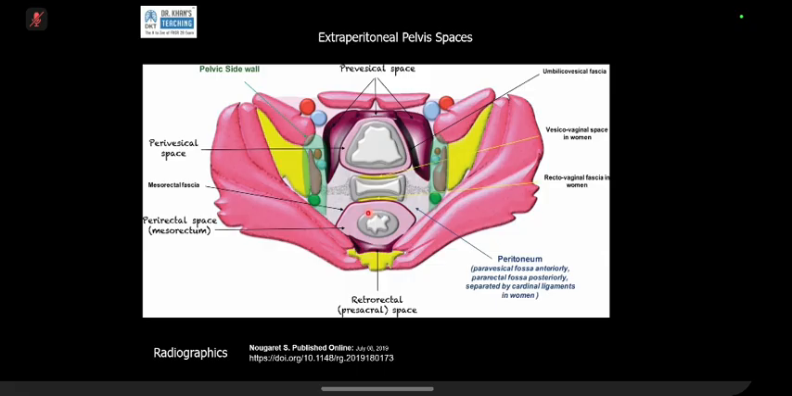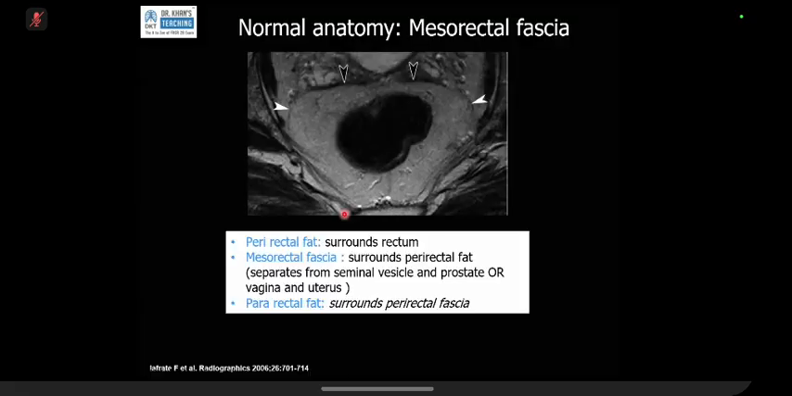The second scenario is that it invades or touches the mesorectal fascia, right? And it's a black and white scenario. It completely changes the management of the patient, and our main role is to tell them. Now, if you see here on an MR, this is the rectum, this is the mesorectal fascia, and this is the fat.